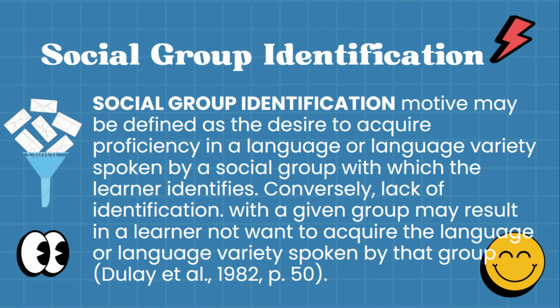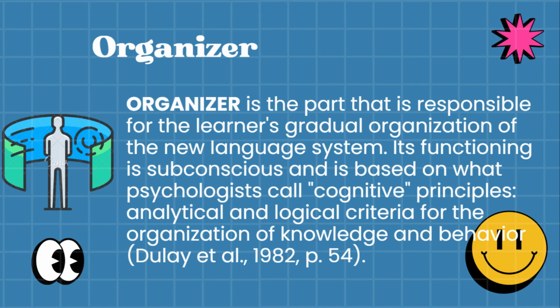So when we talk about the social group identification, you leave your culture to be part of another culture. But if we talk about the integrative motivation, you stay in your own culture. You don't leave your own culture. So that is the difference between social group identification and integrative motivation.